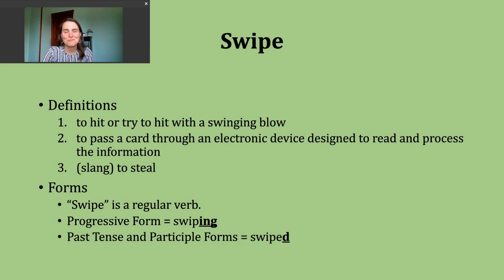Now, a second way you are likely to hear the verb swipe used is to mean to pass a card through an electronic device designed to read and process the information. Perhaps this has happened to you. You've been at a grocery store, a supermarket, some other store, and you go to pay for something, right? Maybe they ask you cash or card, cash or credit, right? And they might tell you, okay, you can swipe your card, right? So that action of taking a credit card, a debit card, and processing it.